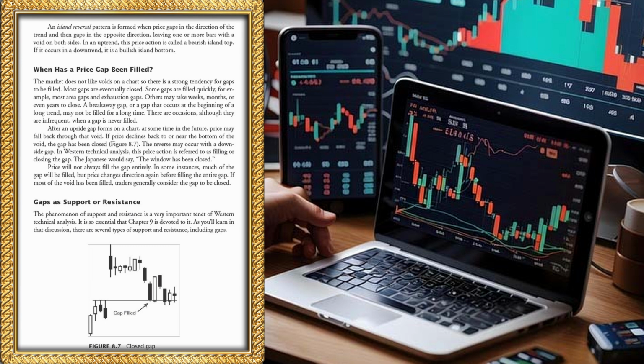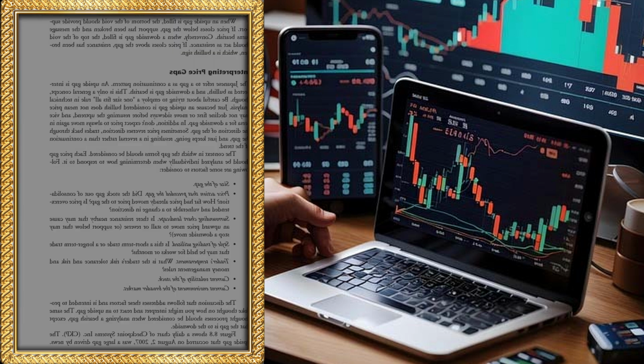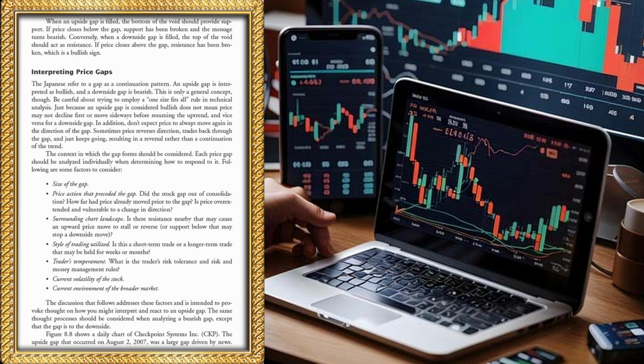As you'll learn in that discussion, there are several types of support and resistance, including gaps. When an upside gap is filled, the bottom of the void should provide support. If price closes below the gap, support has been broken and the message turns bearish. Conversely, when a downside gap is filled, the top of the void should act as resistance. If price closes above the gap, resistance has been broken, which is a bullish sign.